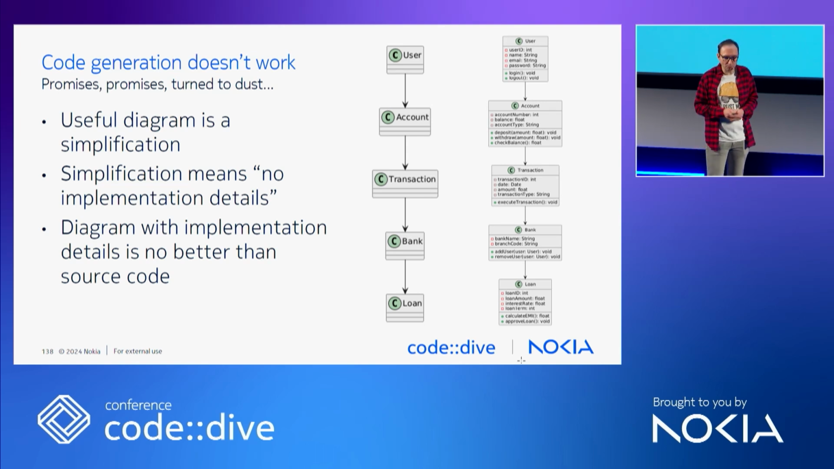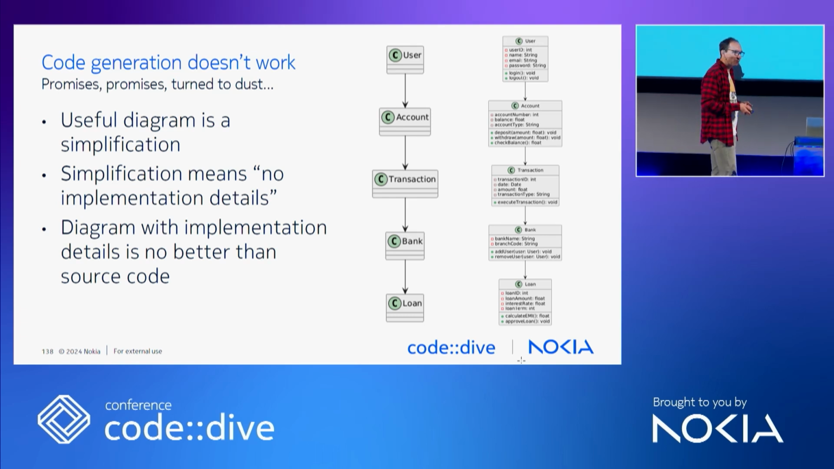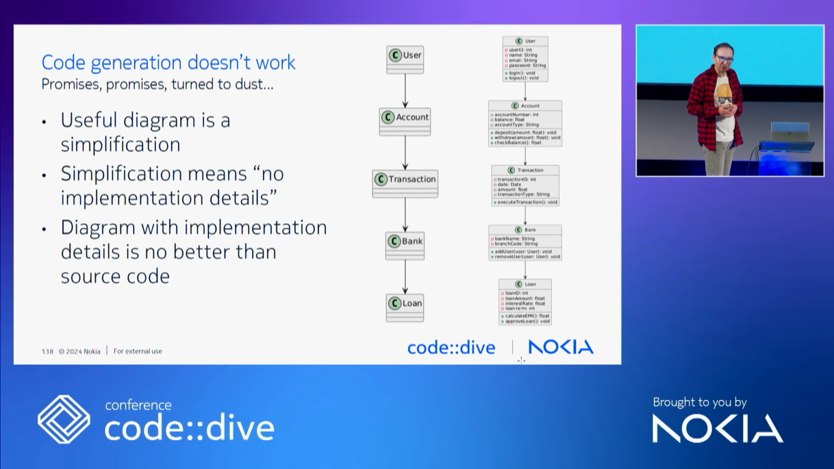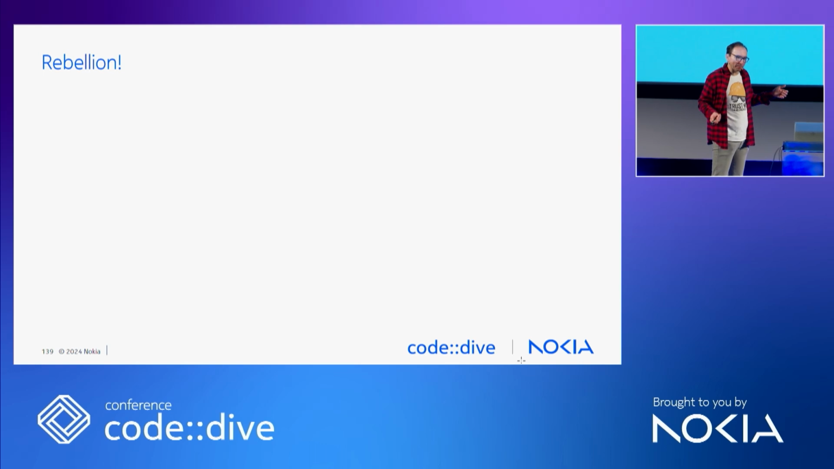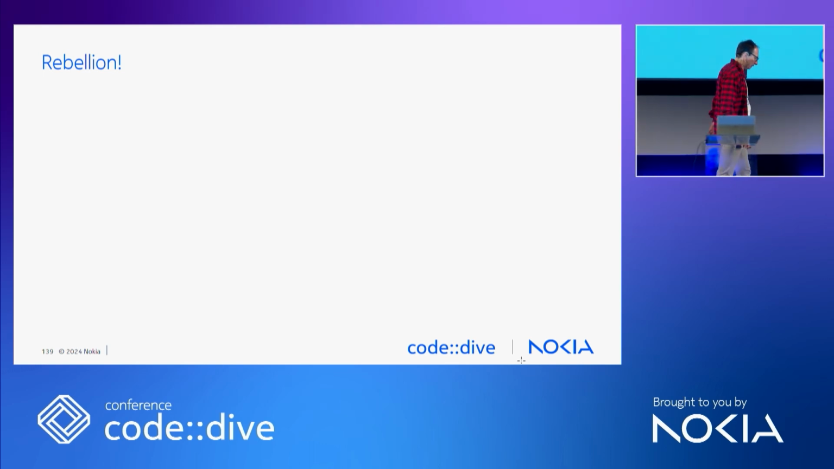But if you want to have just a proper, beautiful picture that shows you the structure of this code or some properties of this code, it will be a simplification. You will not be able to generate code from that. So yeah, people were disappointed with UML.